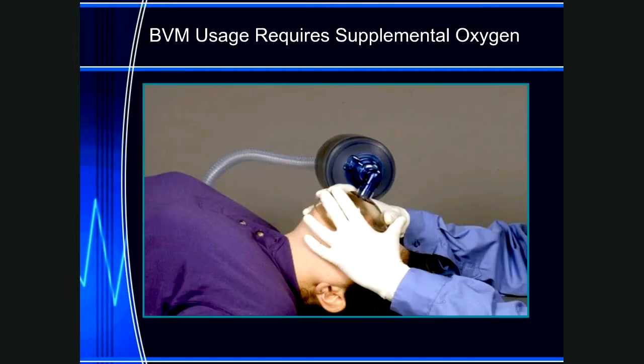As we've discussed earlier, after discovering an apneic, non-breathing patient, immediately begin bagging the patient and apply room air, which is 21%, and then we're going to apply supplemental oxygen through the bag valve mask. We're going to start with the BVM just on room air at 21% oxygen, and then hook up to an oxygen source.